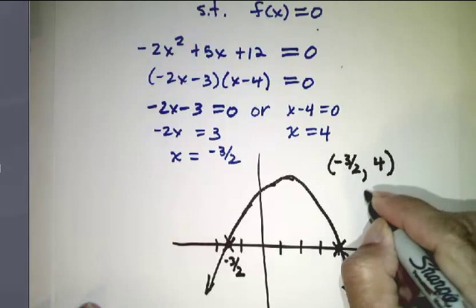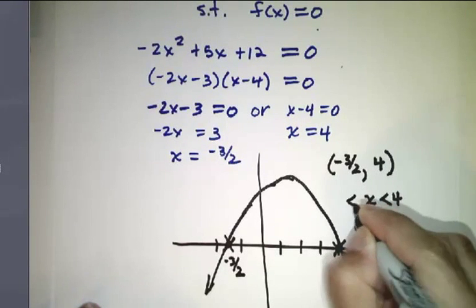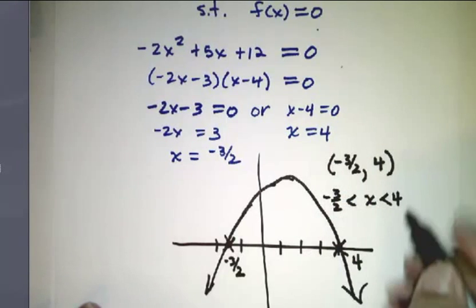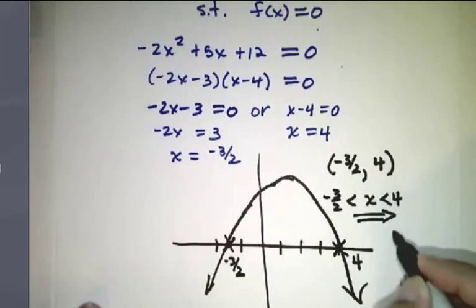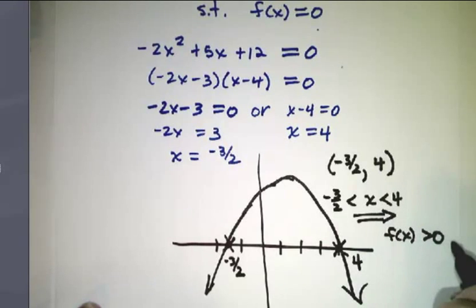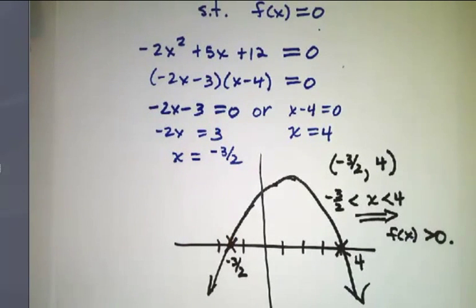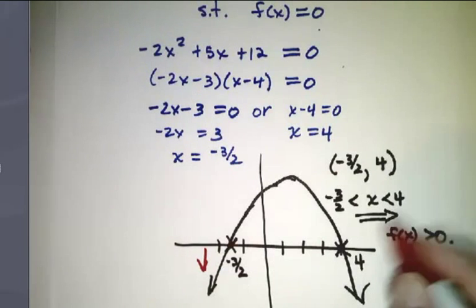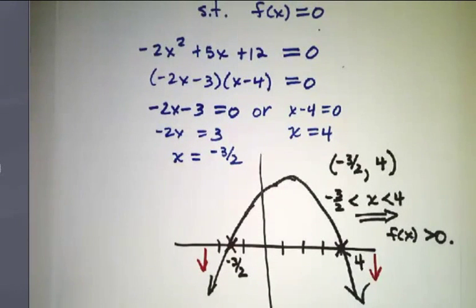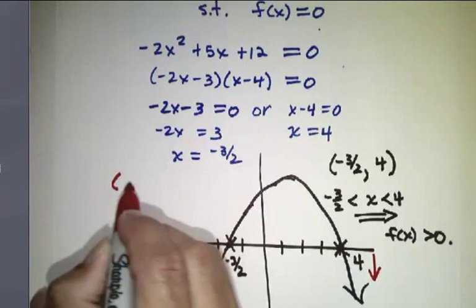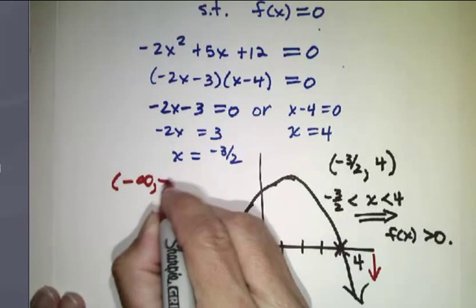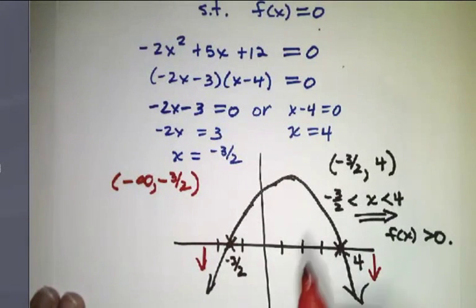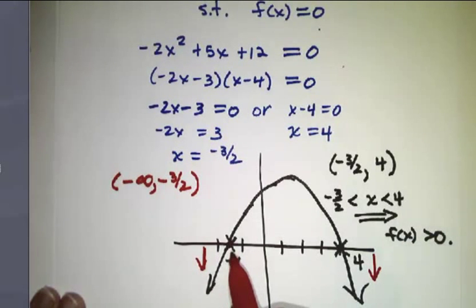We could also write it this way: x is less than 4 and bigger than negative 3/2. For these x values, f of x is positive. Okay? I could ask you, well, where's the function negative? You would say, that's easy. It's for all x values to the left of negative 3/2 and all x values to the right of 4. So if we write that in interval notation, negative infinity up to negative 3/2. Remember, we don't include that endpoint unless we want it to be also where it is equal to 0.